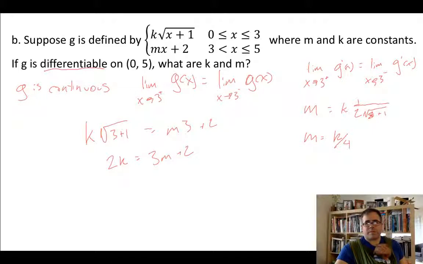However you want to do a substitution would probably be appropriate here. If this is the case, I'm going to work in whole numbers instead of fractions, just to start. That means 4m equals k, which means over here we have 2 times 4m, 8m equals 3m plus 2, which means that 5m equals 2, and m equals 2/5. And then we can use, honestly, whichever equation we want.